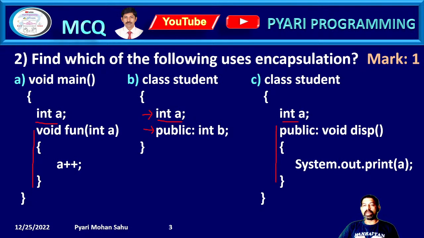You will tell or I will tell? Those who have said the answer is B, I will prove they are wrong. Let's discuss the first one. In the first one, I have a method. First of all, a method inside a method I cannot define. I cannot have a nested method. It is completely an error code. The code is wrong.